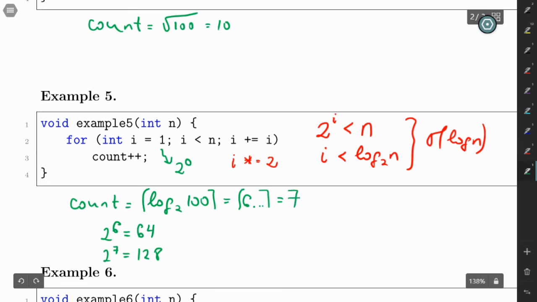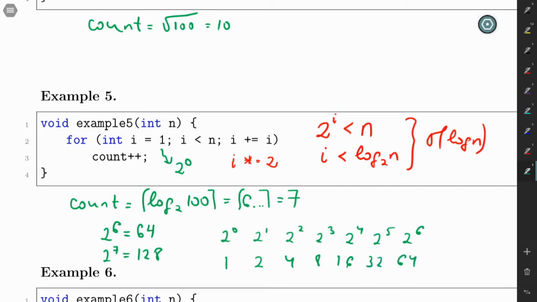And we can write out those 7 values of I. They're going to be 2 to the 0 through 2 to the 6, which are 1, 2, 4, 8, 16, 32, and 64. So those are going to be the 7 values of I for which this loop is going to run for.